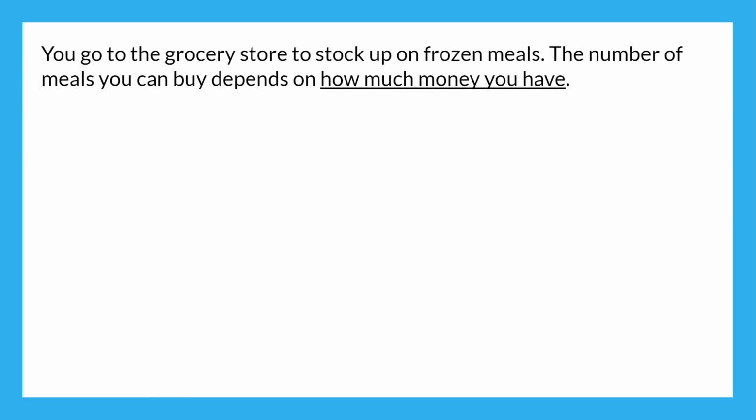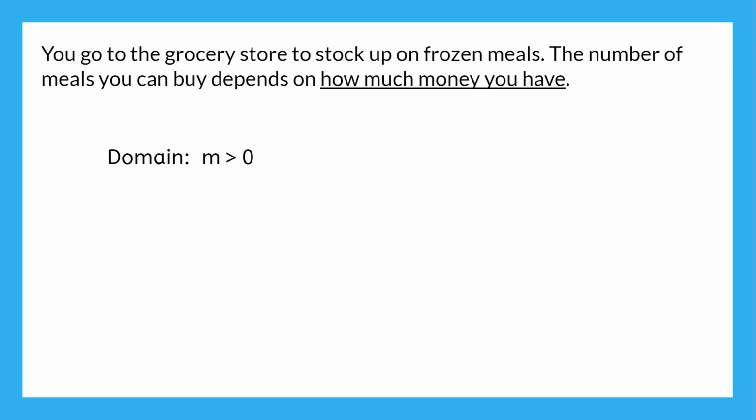You go to the grocery store to stock up on frozen meals. The number of meals you can buy depends on how much money you have. Just like the previous examples, it's pretty easy to tell what the input is here. It's how much money you have that decides how your shopping trip is going to go. So what's the domain? Well, we probably aren't at the store unless we have a little something, so our money must be more than $0. If we had no money, we wouldn't be shopping.